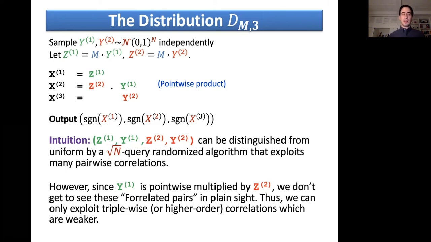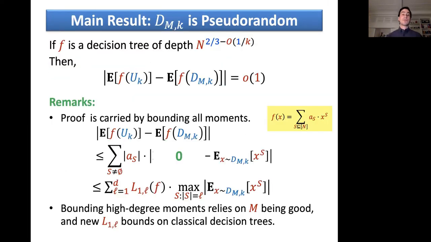This is very high-level intuition, and the argument itself is a little bit more complicated than that. Because in particular, we need to worry about correlations that come from all possible moments, not only the third degree moments. This brings us to the main result, showing that DMK is pseudorandom against deterministic and randomized decision trees. The statement of the result is as follows.